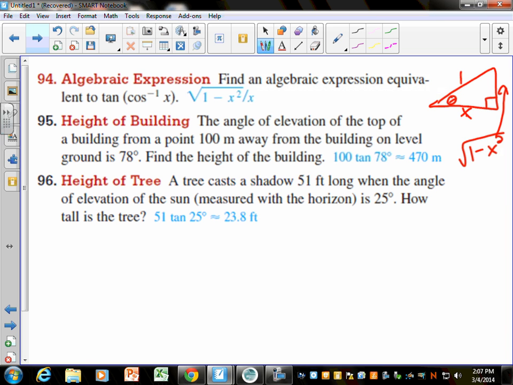95 and 96 would definitely be on the calculator part of the test, because I would want you to use a calculator to get a decimal answer. So do you have questions on either one of those?